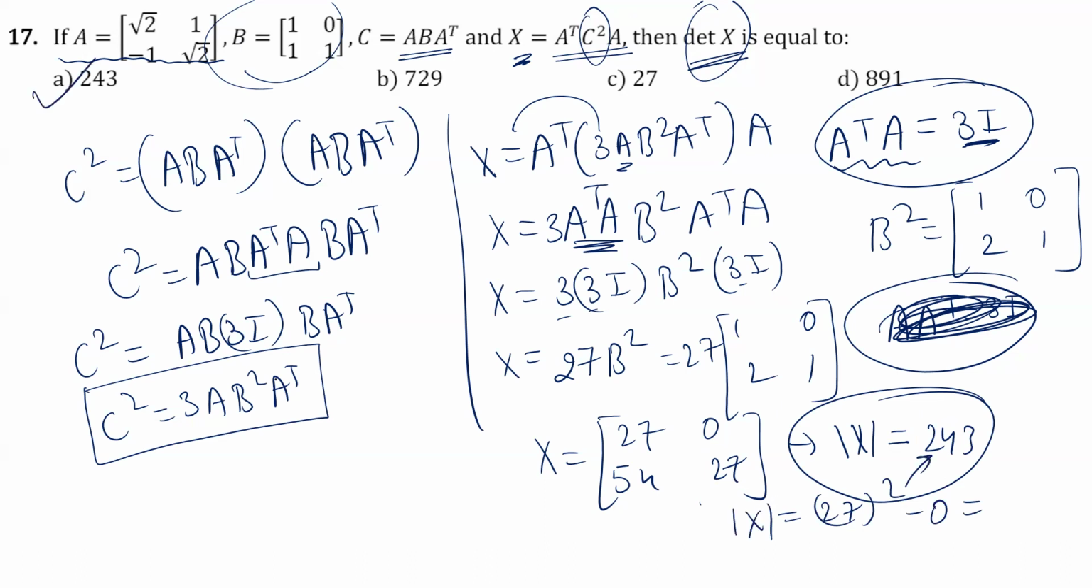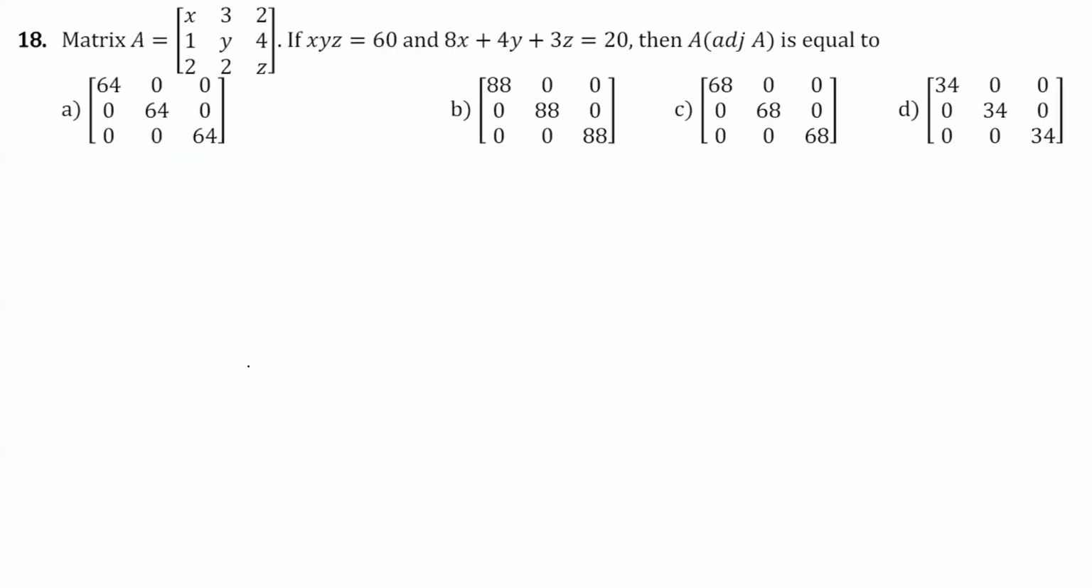Sorry, 243. Okay. Next question. Here we have A matrix as this matrix x, y, z equals to 60. 8x plus 4y plus 3z equals to 20. They have given. We need to find A adjoint A.